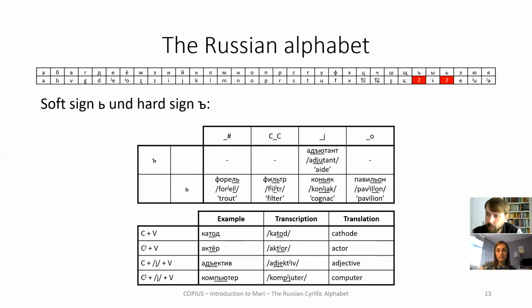If a consonant that is followed by another consonant is palatalized and you have no vowel in there to indicate if it is palatalized or not, you need the soft sign. So these would be, let's just do the bottom row for now. Форель, фильтр, коньяк, павильон.